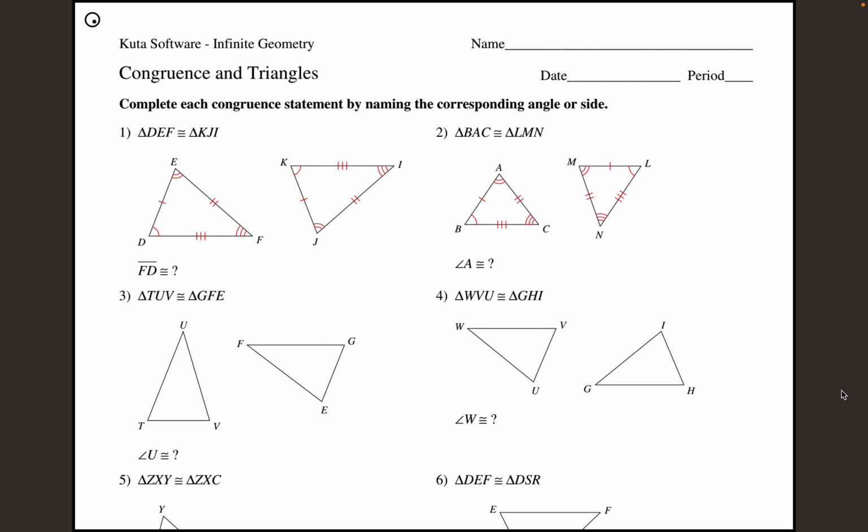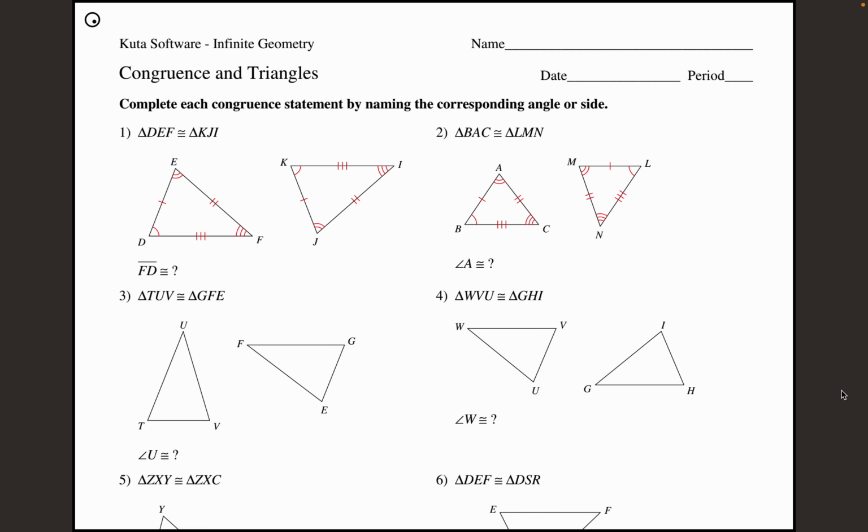For 7 and 8, would I do all 3 letters? Yeah, you're just naming it like this. CD. Well, I know they're not marked, but if angle W is the first letter, what does it have to be congruent to? But how do you know? It wouldn't be G, right? Yeah, it is. That's the first letter.